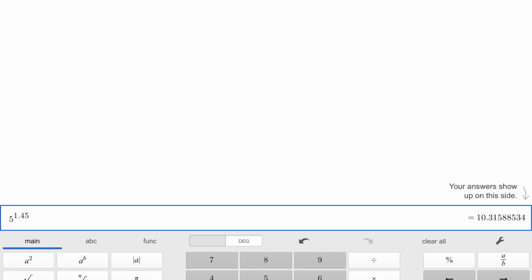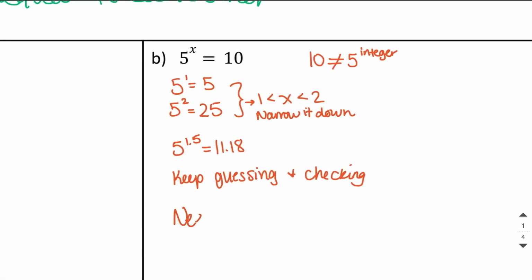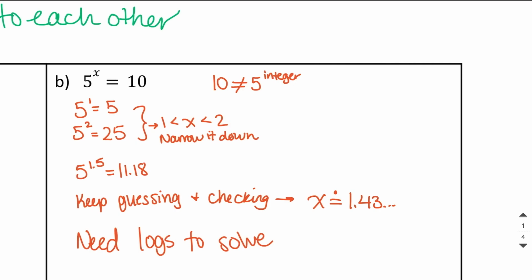So now I'll try 5 to the power of 1.45. It is a little bit closer, but too large. So I'll try maybe 1.43. It's a little bit too small, so maybe I'll do 1.435, and I would just keep going and going. As we get closer and closer to our final answer right here, our value is going to be like an irrational value, and we need logarithms to solve. But by guessing and checking, we can say that it's approximately equal to 1.43 something, okay?